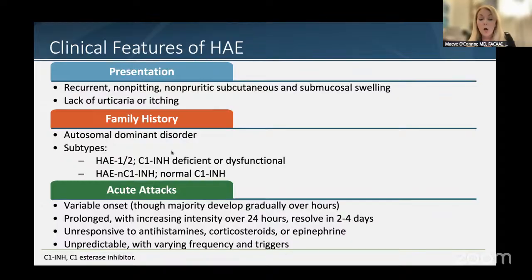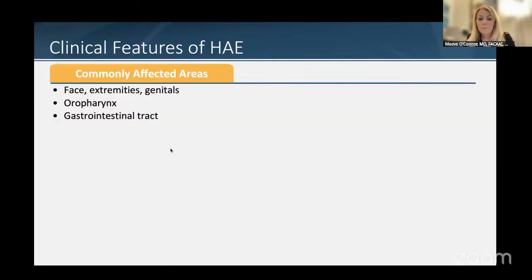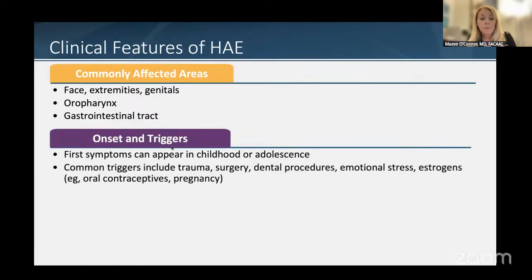They are, again, unpredictable, and they have varying frequency, and the triggers can vary not only between patients, but also within the same patient. Commonly affected areas for HAE, again, as I mentioned, are the face, extremities, genitals, the oropharynx, and the gastrointestinal tract.